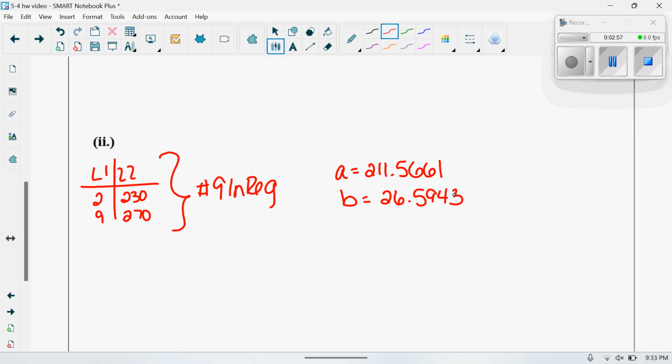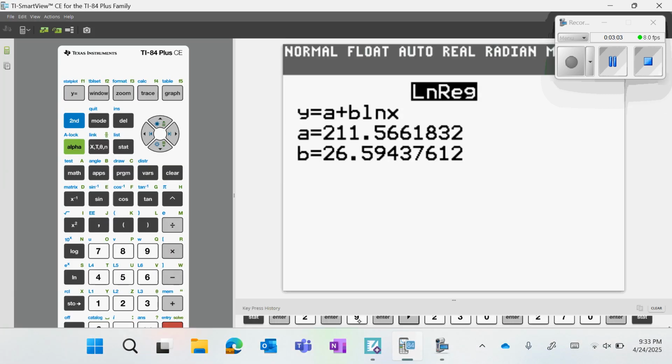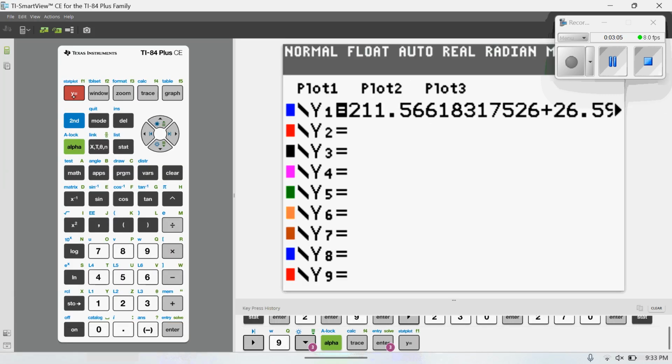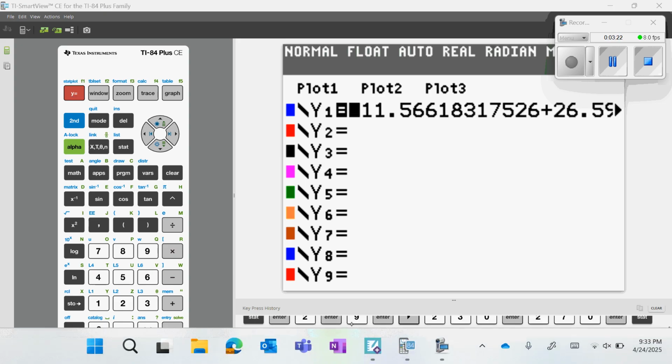Now, those are my rounded values. However, you always want to use unrounded values in every other part of the question, which is why I stored it into Y1, because if I go to Y1, there is my unrounded function. So I'm going to have the most accurate results when I am looking for a maximum, a minimum, a zero, domain restriction, range restriction, things like that. So now I'm going to move on, two points I've gotten so far.